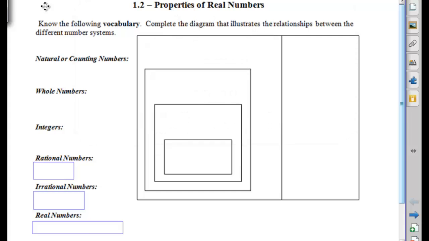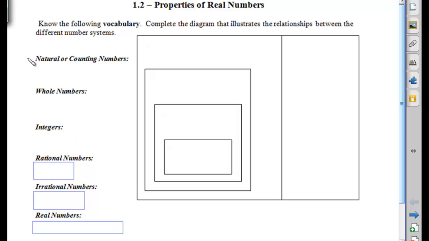Chapter 1.2, Properties of Real Numbers. What we want to do is, the set of real numbers has several subsets related in particular ways. And this whole thing with algebra involves operations on and relations among numbers, including real and imaginary. So we want to look at the properties of real numbers and the relationships that are true for all these particular numbers. So we have to classify them.